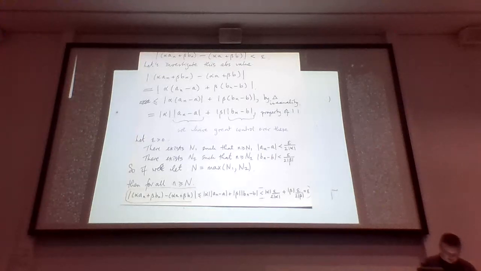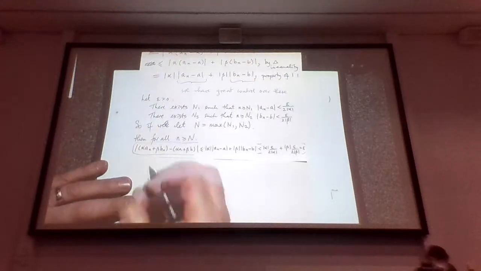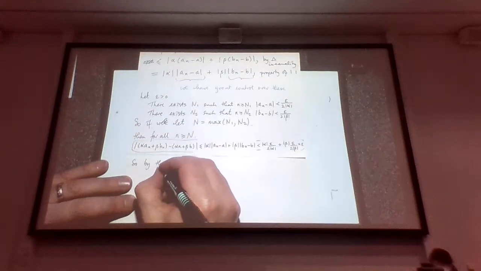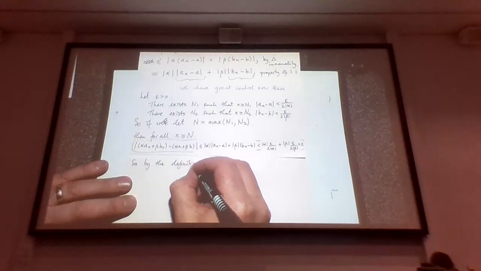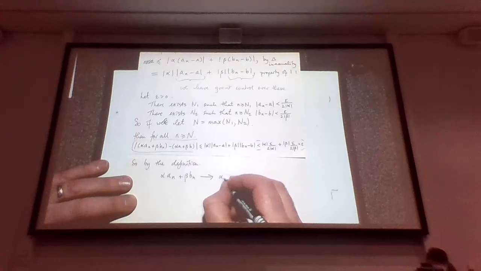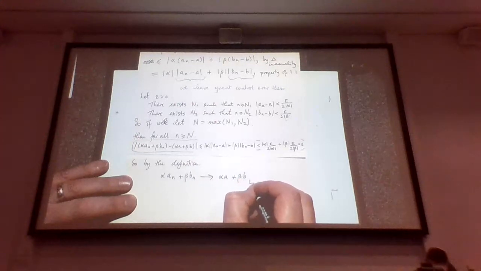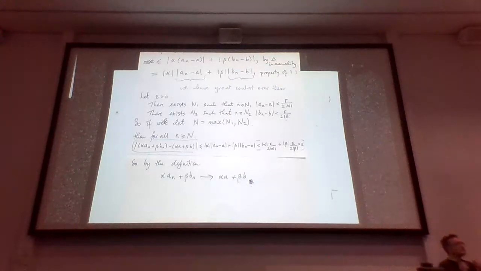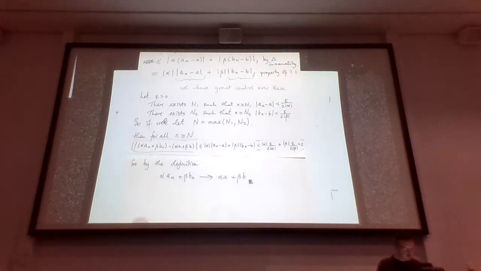So that allows us to conclude, by the definition, we can now say that alpha times an plus beta times bn converges to alpha times a plus beta times b. We know that to be sure because we've seen how the formal definition of convergence for both sequences combine together through the existence of n1 and n2 and the choice of n as the maximum of them, to prove the formal definition of convergence for the new sequence, alpha an plus beta bn.